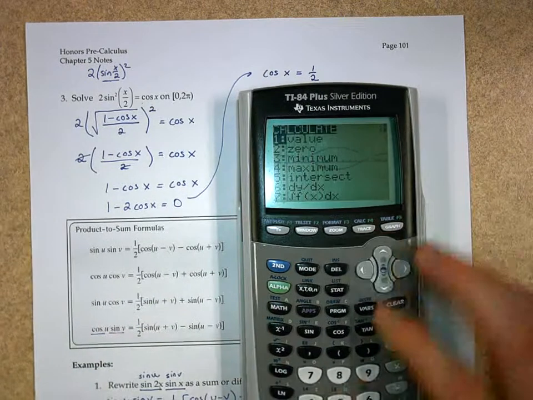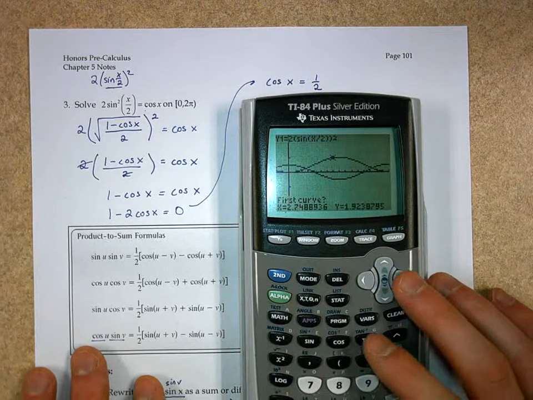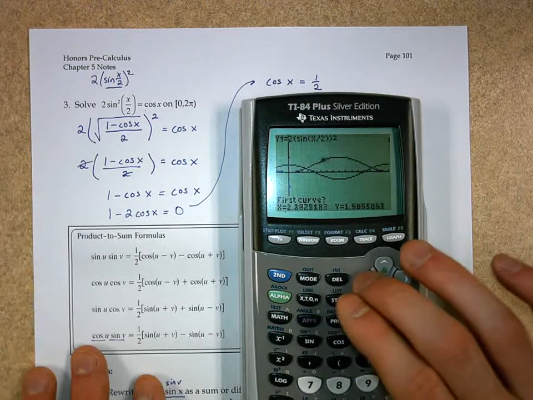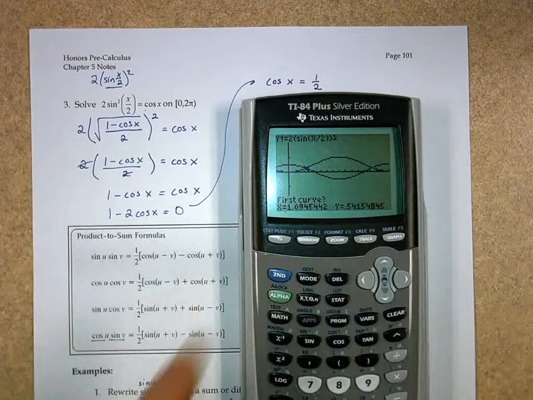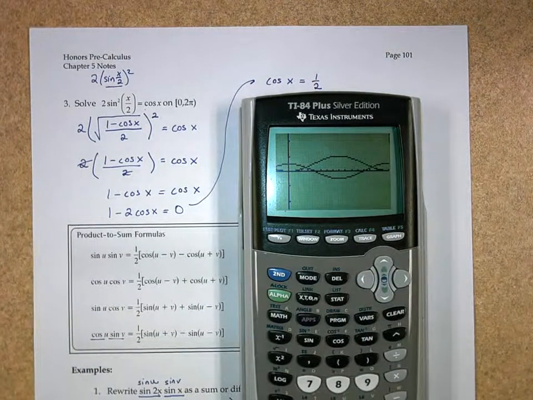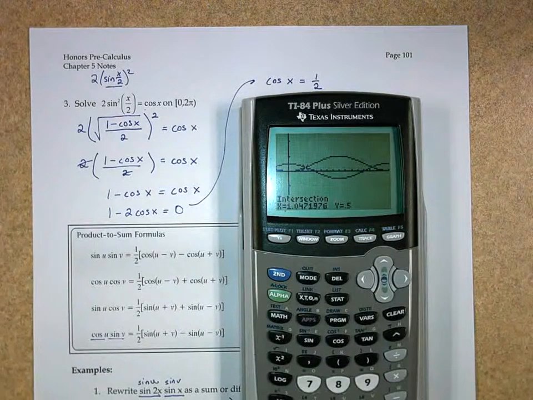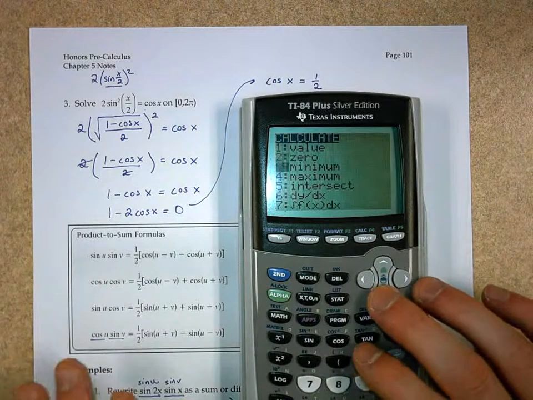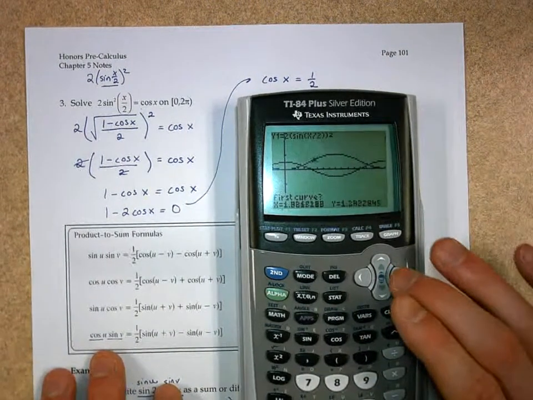So second, trace, which will take us to our calculate screen, and we'll do intersect. So we'll move our cursor to where we think the intersection is. And just looking at my first curve, I'm going to be pretty accurate. Yeah, 1.041, that's pi over 3. And if you don't believe me, plug pi divided by 3 into the calculator and get the decimal equivalent.